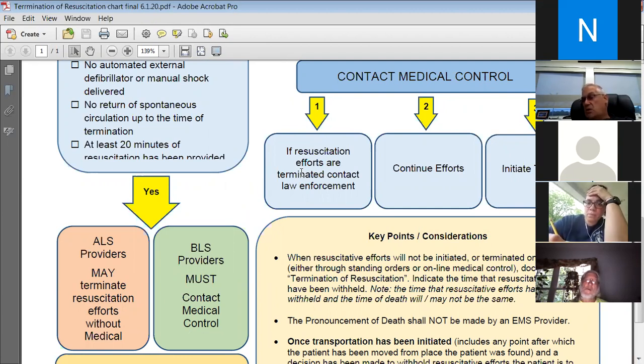Okay. Medical control would agree with your decision to terminate. They could say no, continue efforts. Now, this is one of the things that was a little unclear. Continue efforts would mean stay on the scene and continue efforts, which again would be kind of silly. Like if they tell you, we'll work them for another 10 minutes, right? That would be continue efforts, but that's kind of silly. And then initiate transport would mean continue working them, but start transporting and working them en route. So that's that one.